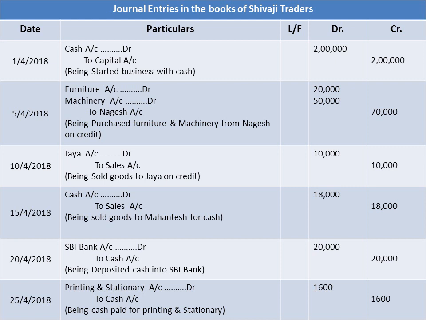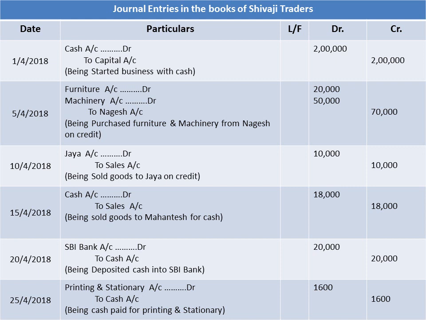The first transaction is that Shivaji Traders started business with rupees 2 lakh. In this transaction, cash account debit to capital account. In the narration, you must write the narration: being started business with cash.